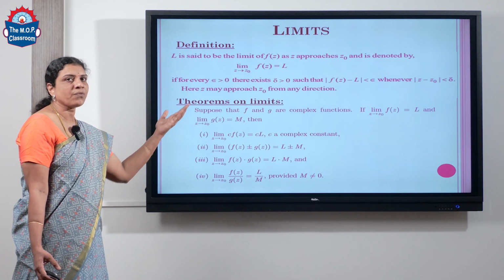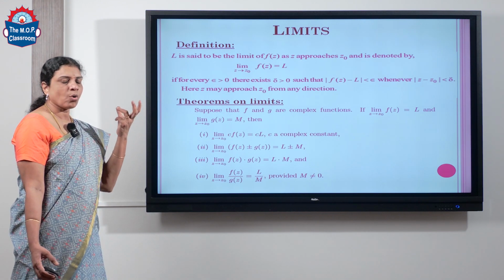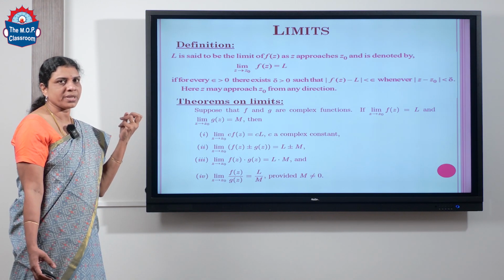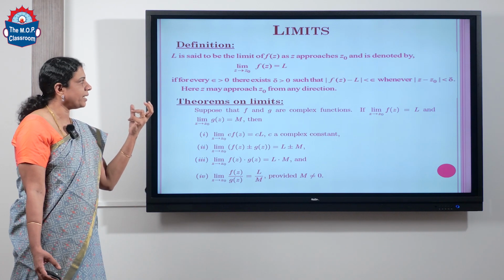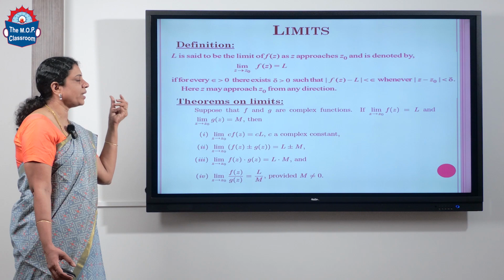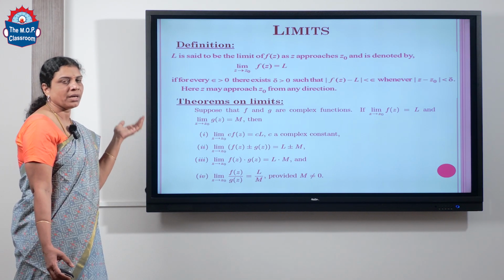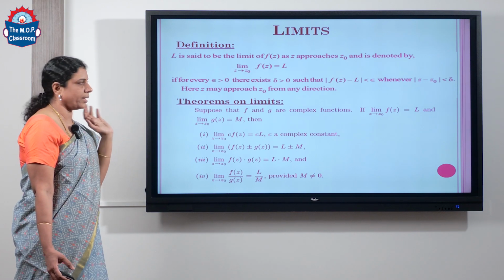So the function has the limit L only if the modulus of z minus z naught, that is the distance between z and z naught, is less than delta. So if this is true, then we can say the function has the limit, that is limit z tends to z naught of f of z equals L.